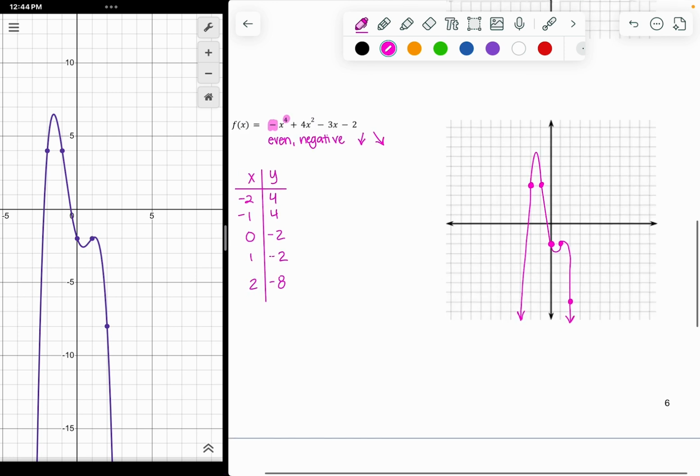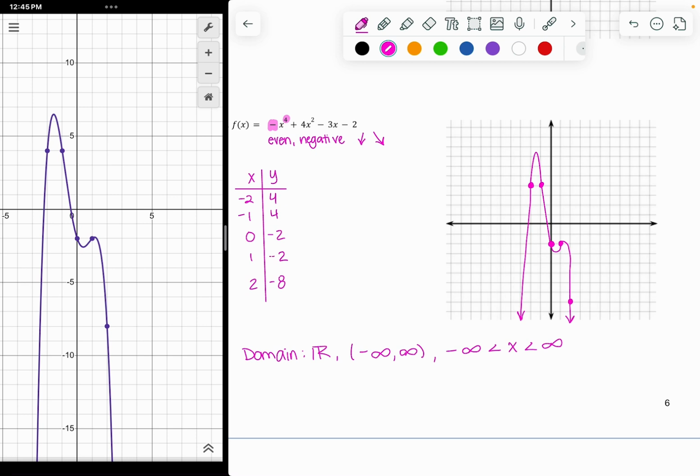So when we talk about domain, remember I said that pretty much every single polynomial function is going to have a domain that's all real numbers. So I'm going to write that as all real numbers. My interval notation would be -infinity to infinity. And my inequality notation would be -infinity less than x less than infinity.